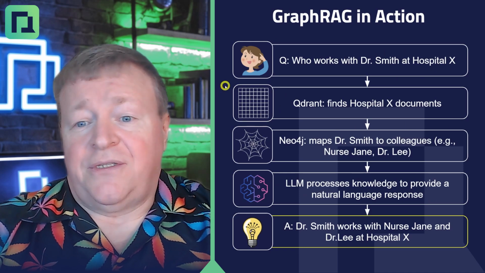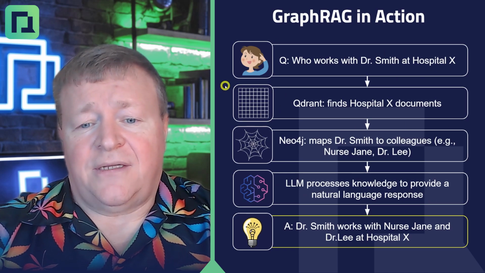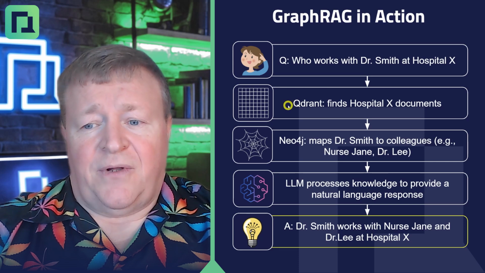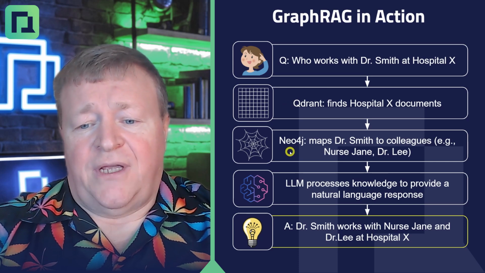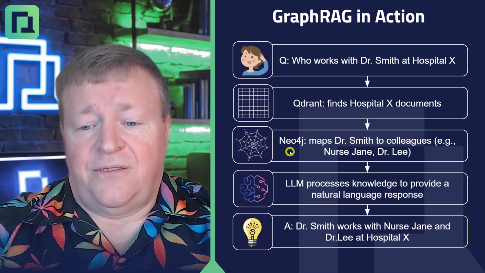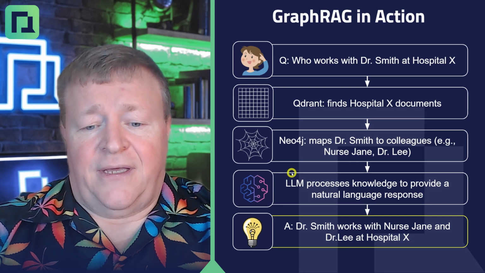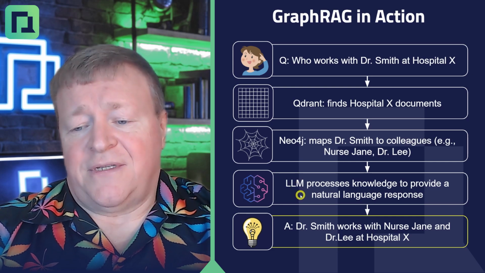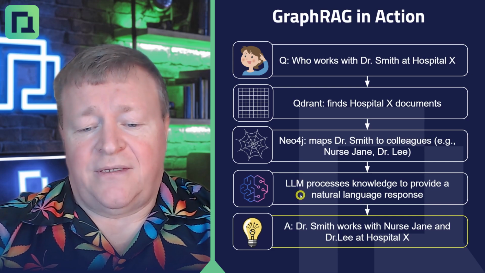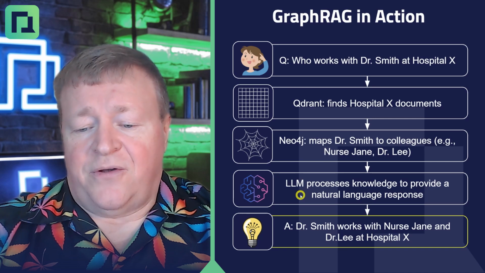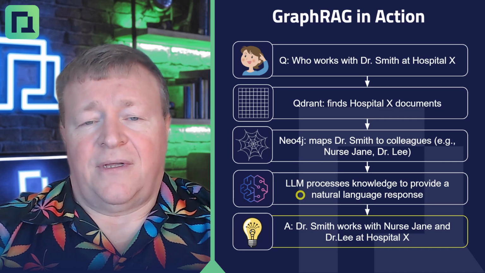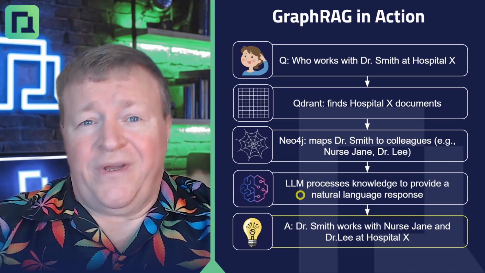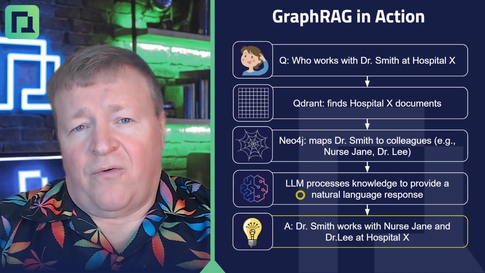So here's an example. The question is, who works with Dr. Smith at Hospital X? Quadrant finds the Hospital X documents. Neo4j maps Dr. Smith to colleagues, Nurse Jane, Dr. Lee. The language learning model processes all of this knowledge to provide a natural language response: Dr. Smith works with Nurse Jane and Dr. Lee at Hospital X. So that's a really, really high-level view of what GraphRAG is.